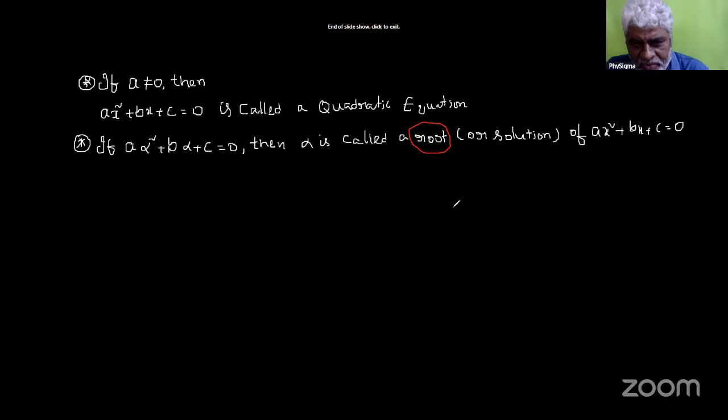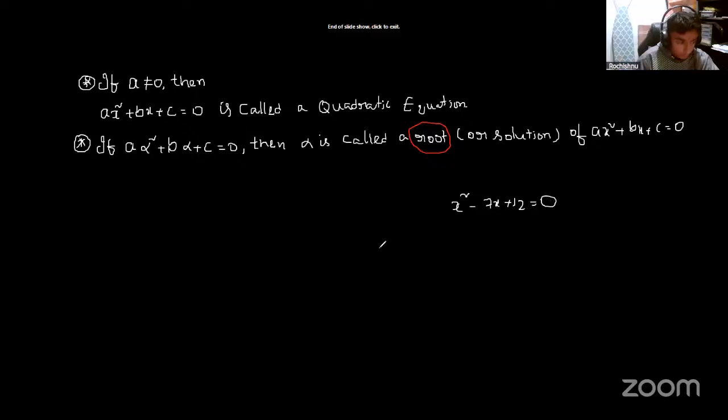Please listen. For example, x square minus 7x plus 12 is equal to 0, right? Let us see what happens if x is equal to 3.